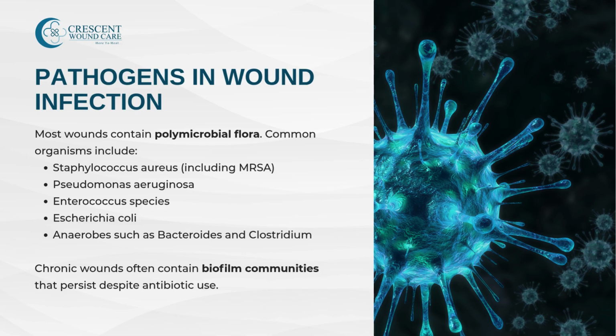What makes these infections harder to treat? Most chronic wounds are polymicrobial. Multiple organisms are involved, and many of them form biofilms, which reduce antibiotic effectiveness, prolong inflammation, and make wound healing very difficult. Understanding the type of pathogen helps guide treatment, especially in choosing the right antibiotic or antimicrobial dressing.